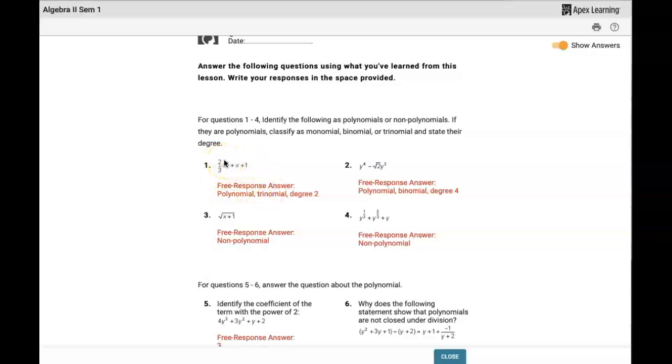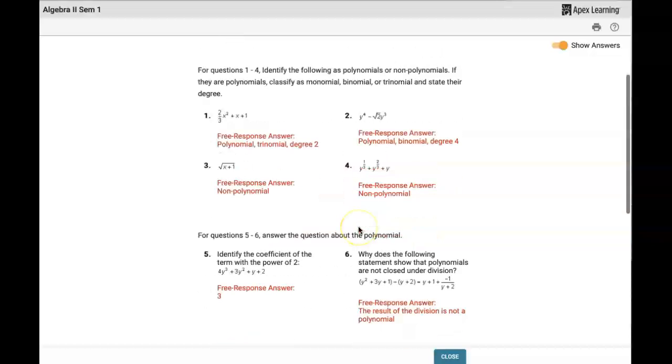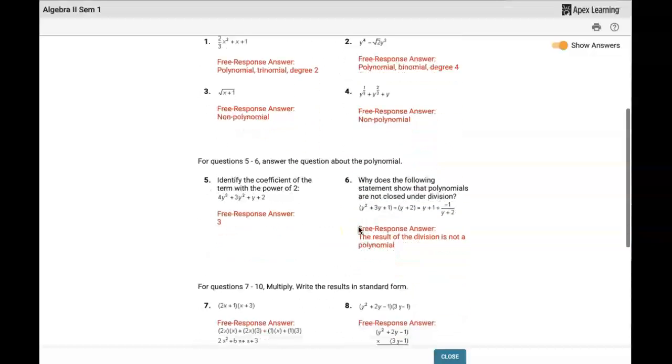If we look here though, this one is a polynomial, we have all real numbers and nothing violating our rules. When it's written in standard form, it's got 1, 2, 3 terms, so it's a trinomial, and its degree is 2 because it's to the power of 2. This next one, you've got to be really careful. That is only the square root of 2, it's not the whole y to the third also. So this one is a polynomial. It is a binomial because there are only 2 terms, and the highest degree is 4. So it is a 4th degree polynomial.